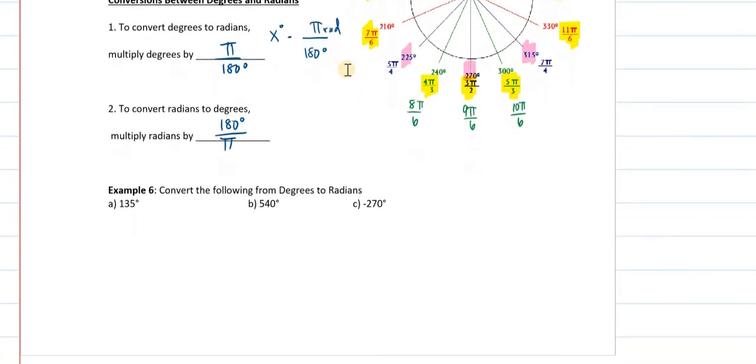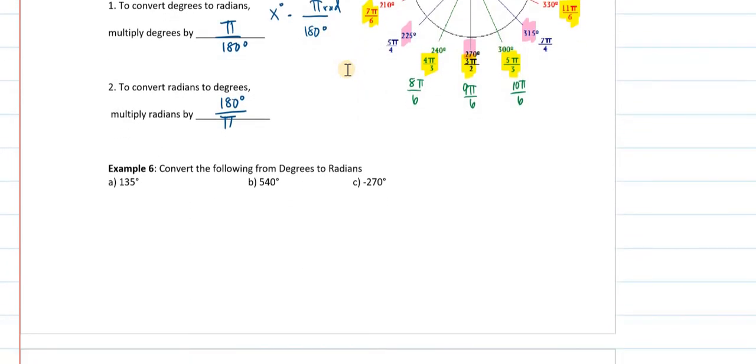Okay, so let's convert the following from degrees to radians. So we have 135 degrees. If we want to convert it to radians, we're going to multiply by that pi over 180 in order to cancel out the degrees. So pi is going to go on top, 180 is going to go on the bottom. Put that in your calculator, leave it in terms of pi, and you get 3 pi over 4.